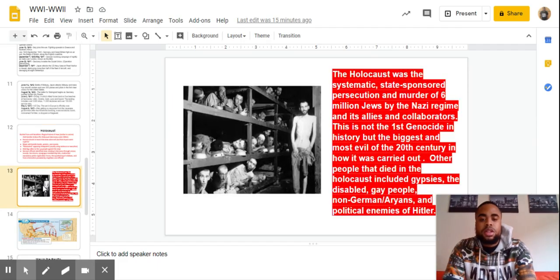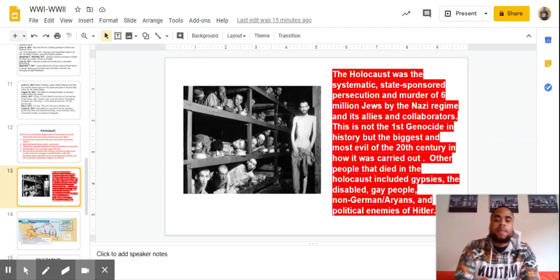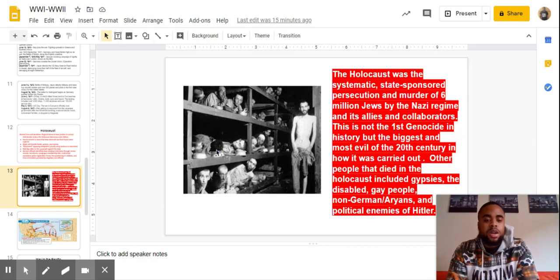Right. So in the Holocaust total, about 6 million Jews were killed, but also those who were considered disabled, gypsies, people who were gay, those who were political enemies of Hitler also died in these concentration camps.